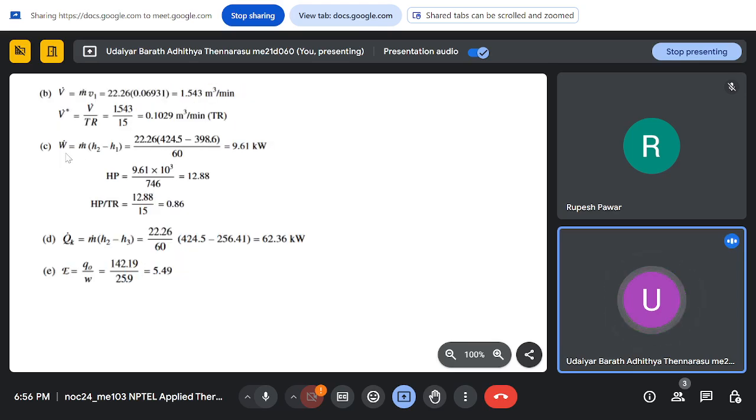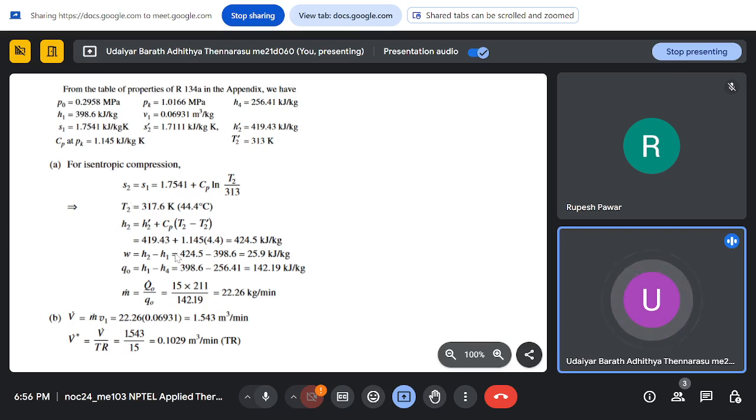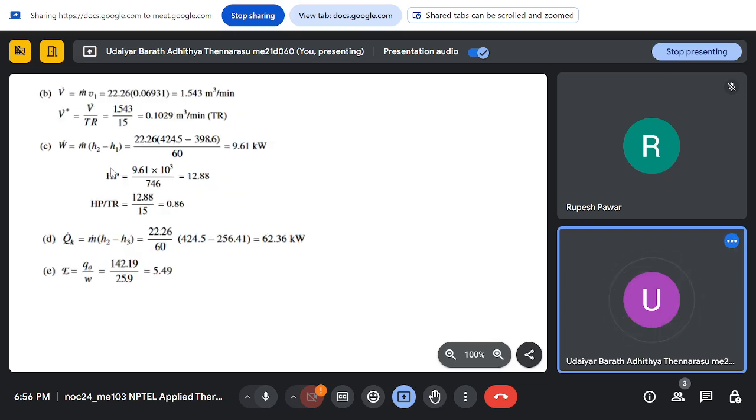Then we also need to find out the work done, the total power. That is nothing but what we have already found, H2 minus H1, which is 25.9, into your mass flow rate. This is in kg per minute, so divide by 60 and it will give you 9.61 kilowatt. The horsepower is asked, so converting that into horsepower, you divide by 746 (or 0.746). That will give you 12.88 horsepower, and horsepower per ton of refrigeration is 0.86. So this is all asked in part C.